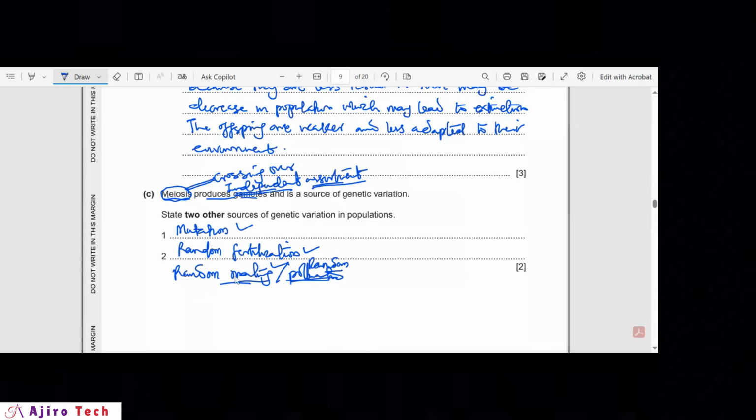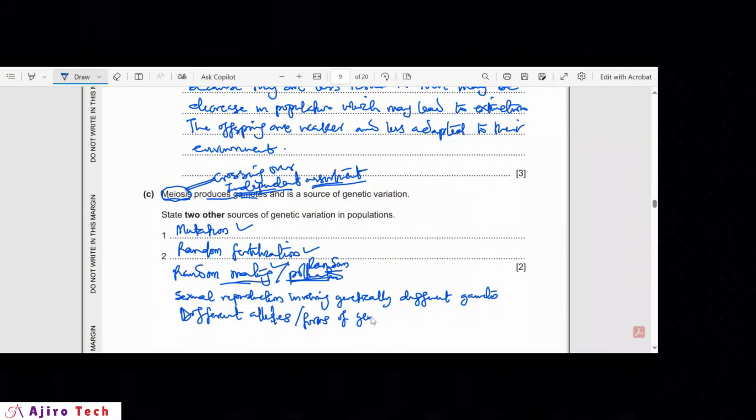Other sources of genetic variation in a population could be sexual reproduction involving genetically different gametes, and the fact that we have different alleles or forms of genes.